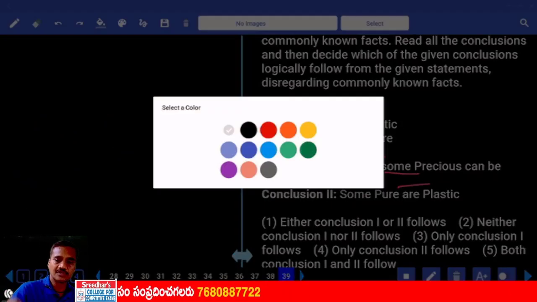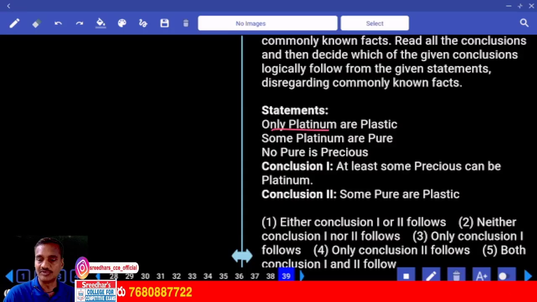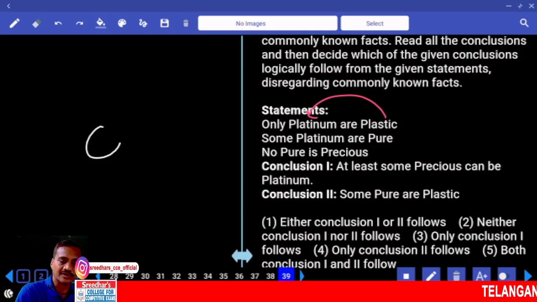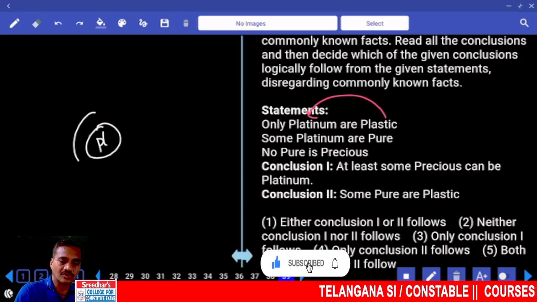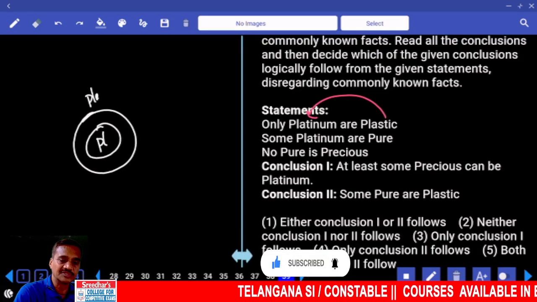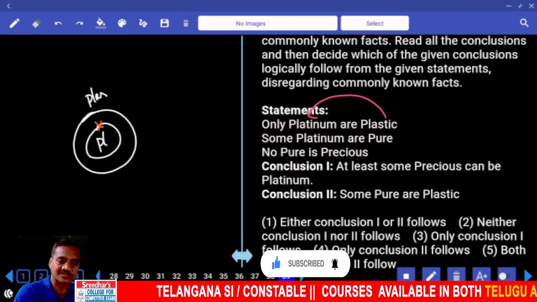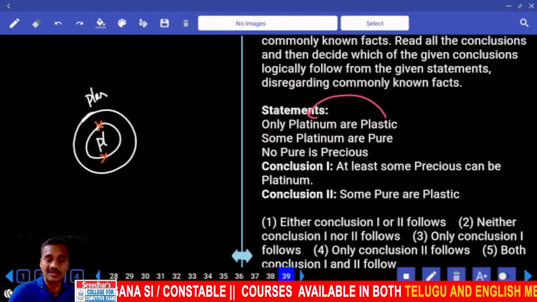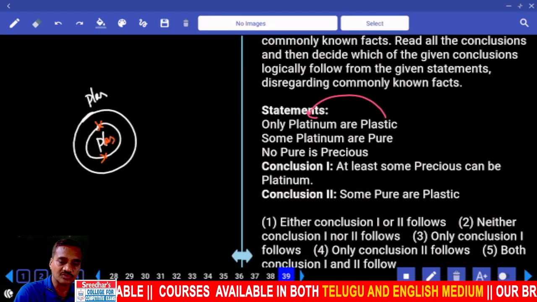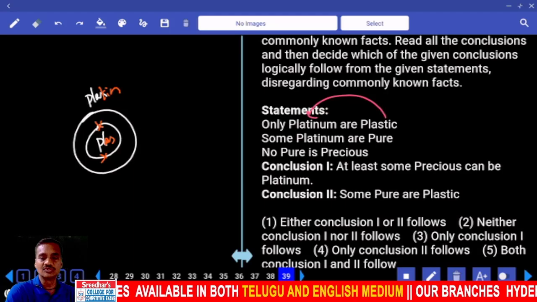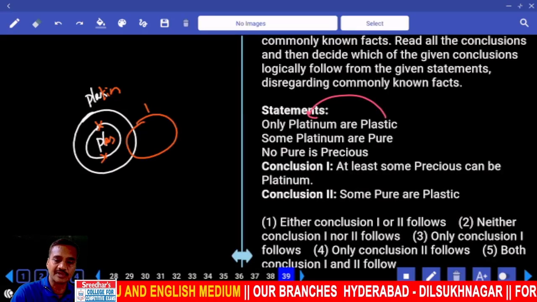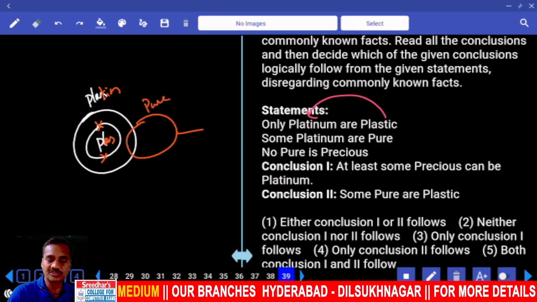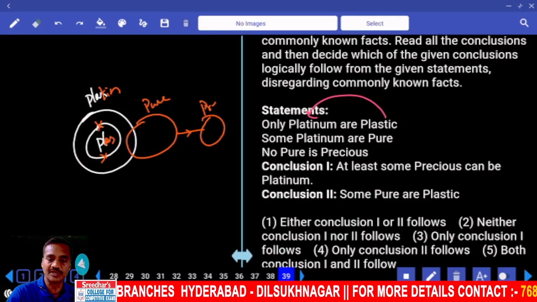Coming to 39. Only platinum or plastic. What do you mean by this? Only means you should always take it in the reverse order. Now this plastic belongs only to platinum. That means this plastic does not belong to anything else other than platinum. And some platinum are pure. Now platinum and pure. And no pure is precious. No intersection between pure and precious.